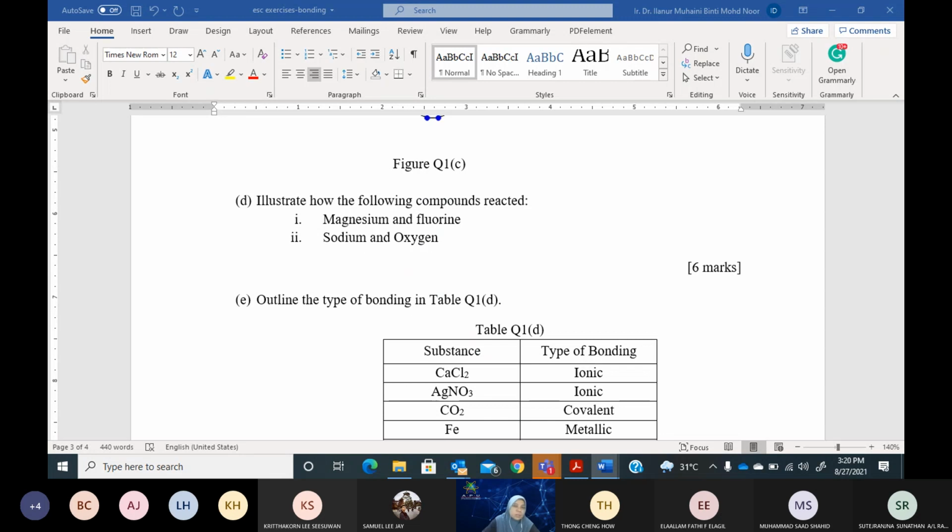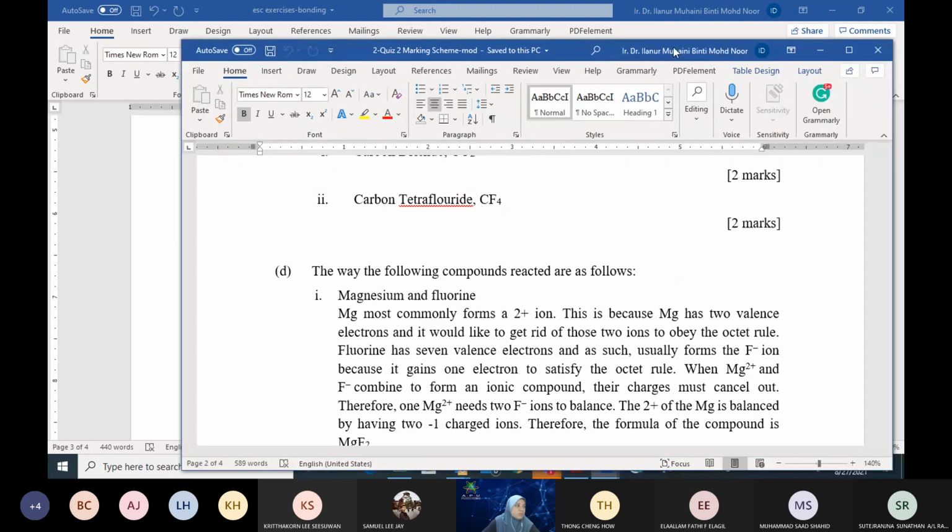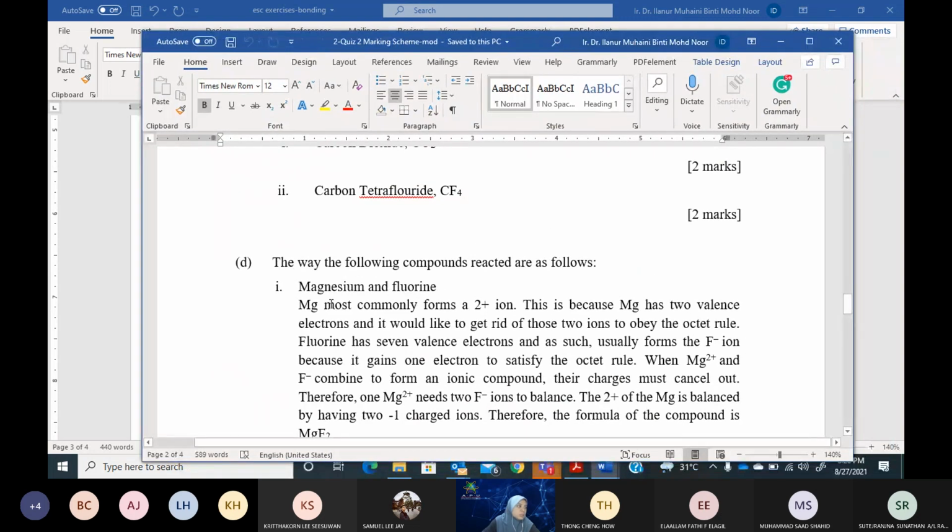So just now, magnesium and fluorine. The way the following compounds react are as follows. Magnesium most commonly forms a 2 plus ion. So you must know how many, 2 plus, 3 plus or minus. This is because magnesium has 2 valence electrons and it would like to get rid of those 2 electrons to obey the octet rule.